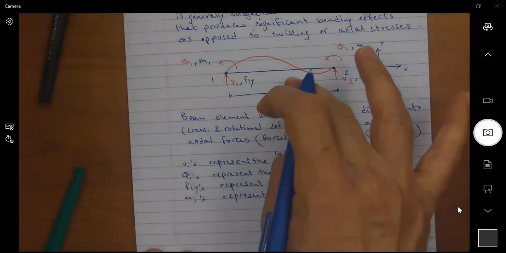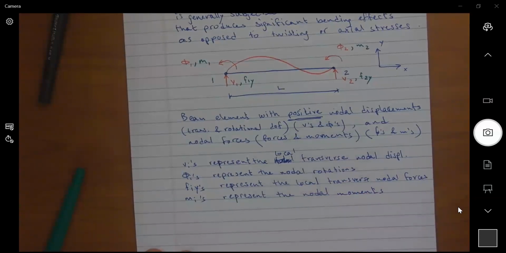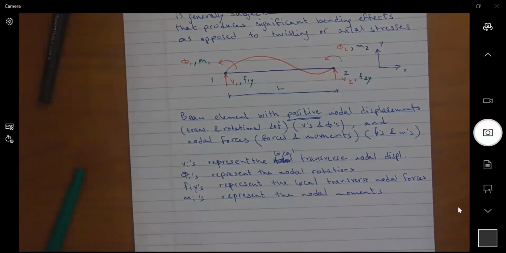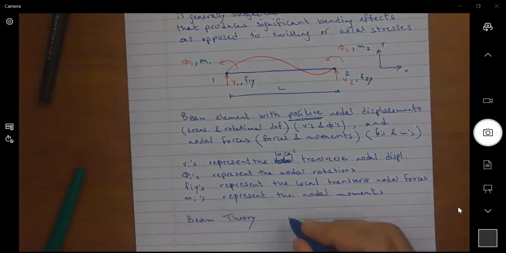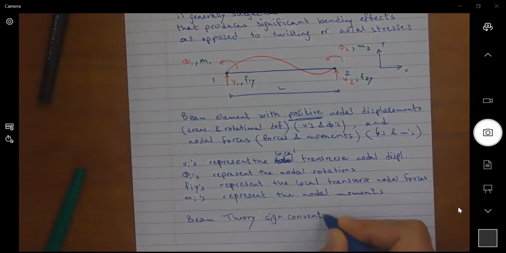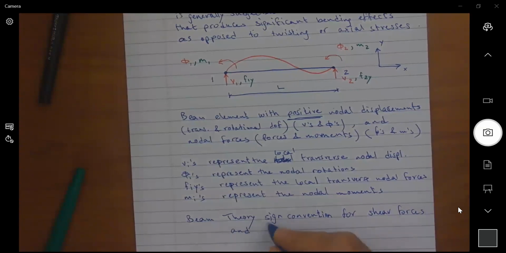So again, one of the main objectives of this is to show the positive directions for nodal displacements and nodal forces. Before I move forward, I want to compare these to our sign convention that we used with the beam theory. So when we developed the beam theory, the sign convention for shear forces and bending moments.